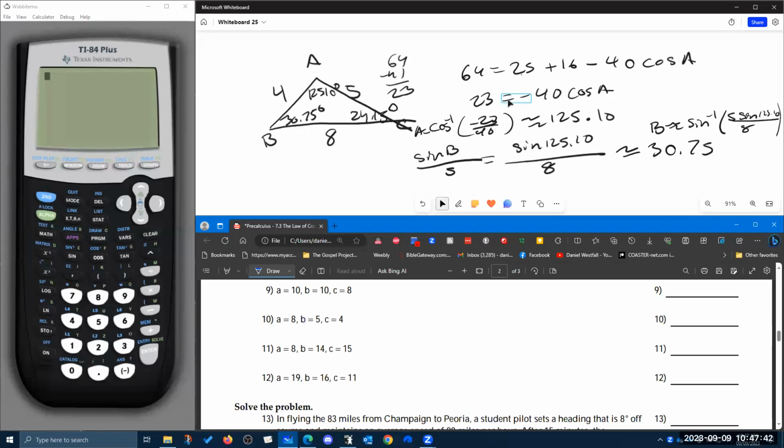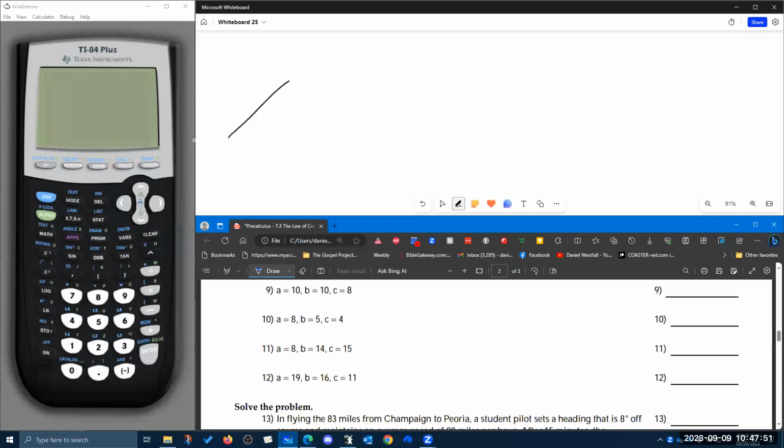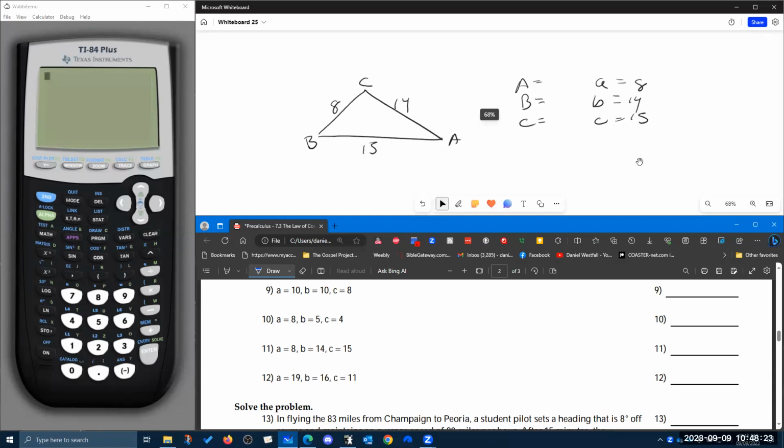That was number 10. And on to number 11. Big side here is 15 across from C. Its biggest side 14 across from B. Smallest side 8 across from A. So 8, 14, 15. Told to find angle A first.